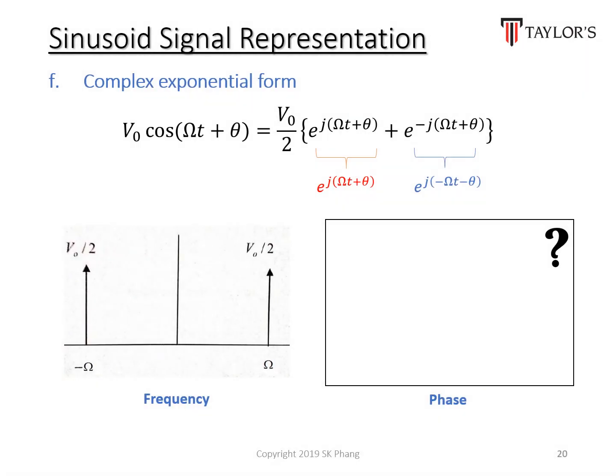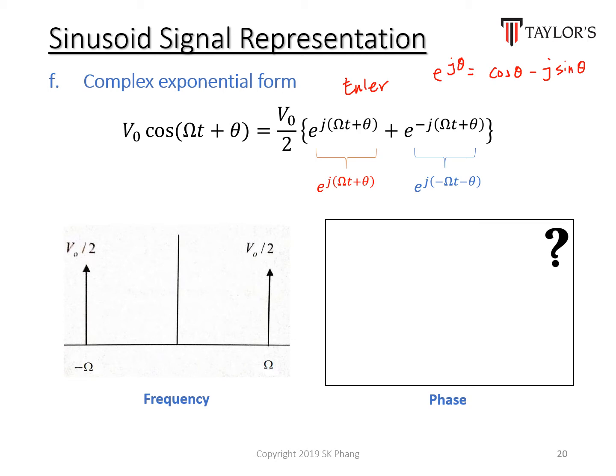And finally, we have the complex exponential form. This form is one of the most used and most important forms among all the 6 forms that we have shown earlier. This form needs to use Euler's formula. If you still remember Euler's formula, it says that e to the power j theta equals cosine of theta minus j sine of theta.